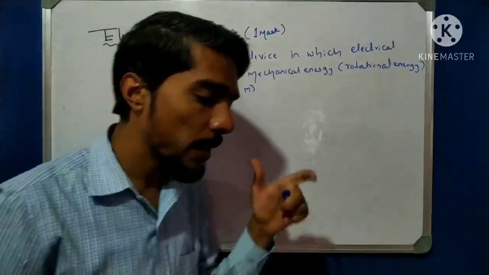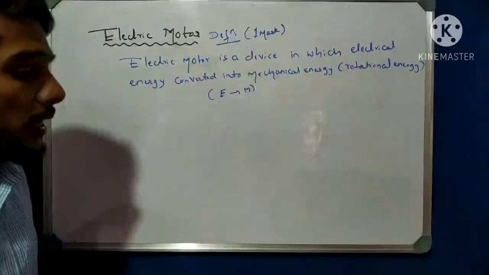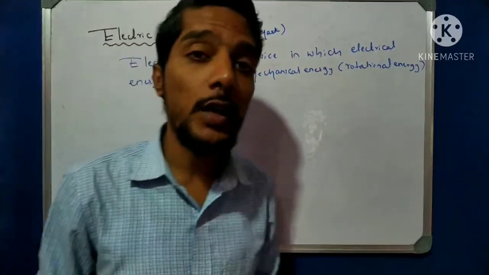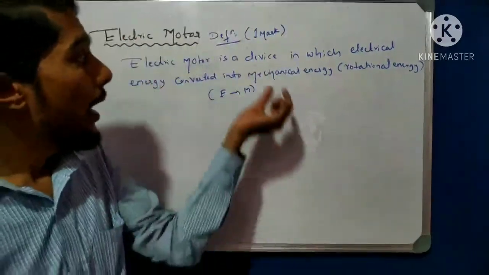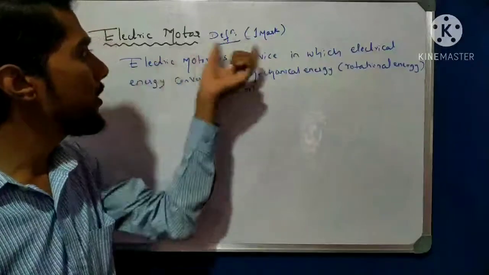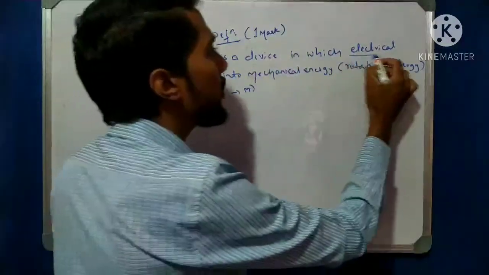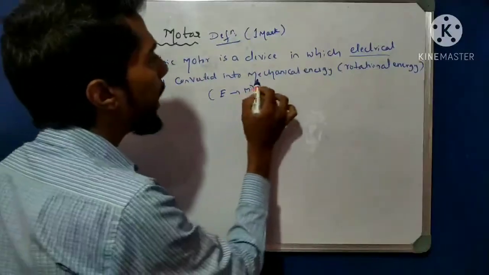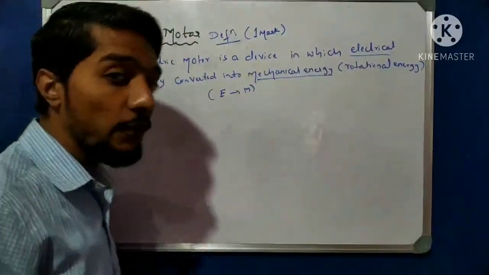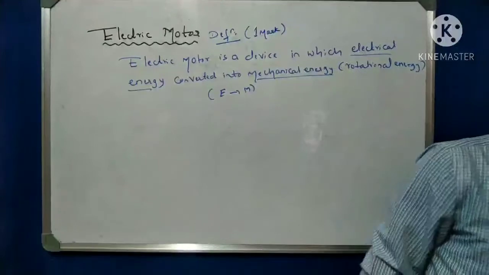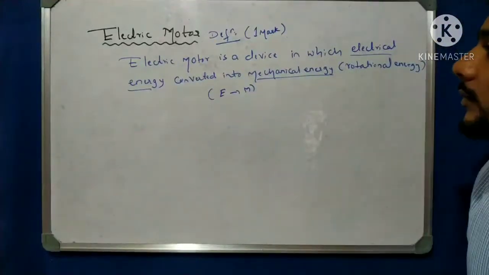So first point to remember, write this down in your notebook. What is an electric motor? The definition of an electric motor. One mark question. The answer is: a device. It is an electrical device, an instrument, anything in which, that is the important point, electrical energy is converted to mechanical energy or rotational energy. That is the definition of an electric motor. Okay, so please write this down.